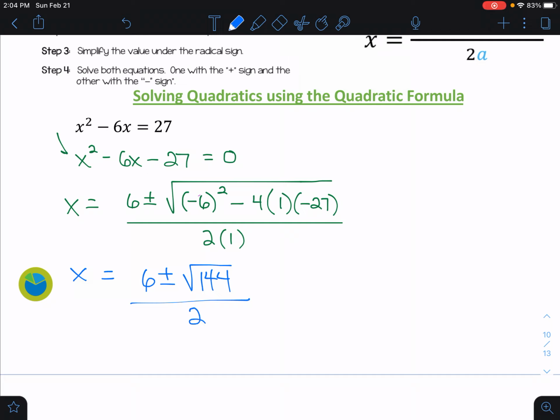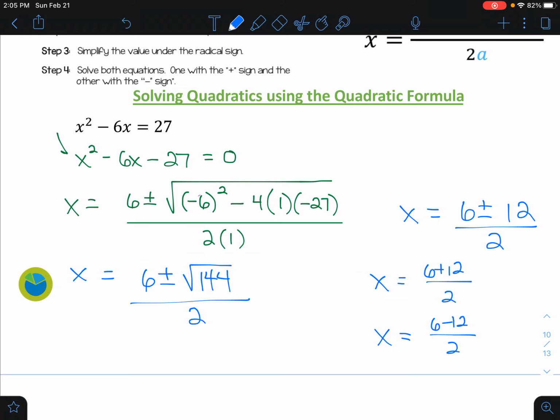Okay, so now I'm going to move over here. We have x equals 6 plus or minus the square root of 144. Now notice this plus or minus is already put in there for us, so I don't have to write plus or minus. I know my two answers are 12 and negative 12, but that plus or minus has taken care of it for us. Okay, so now I've got this. So now what I want to do is I have two answers. I have 6 plus 12 divided by 2, and my other answer would be 6 minus 12 divided by 2. So I have to figure out what those are.